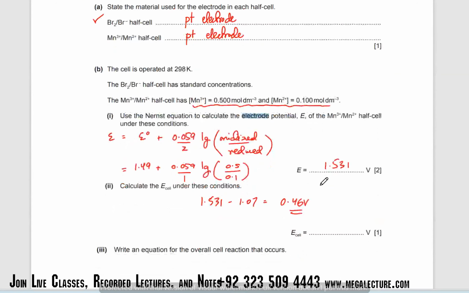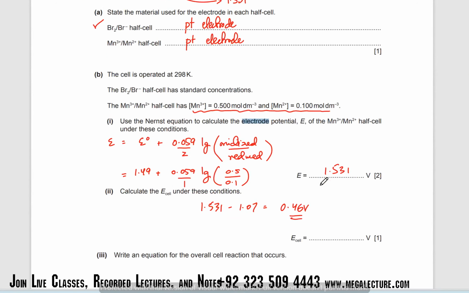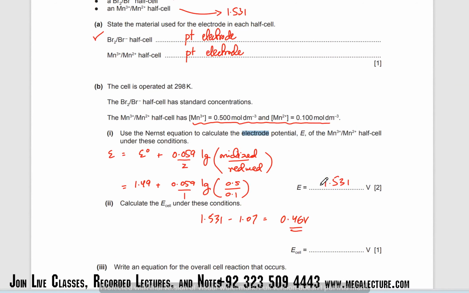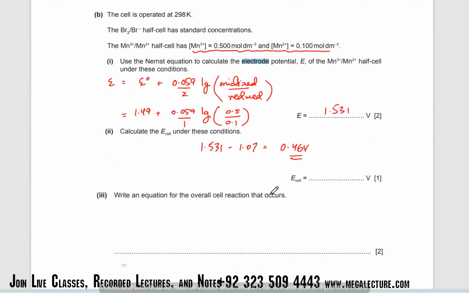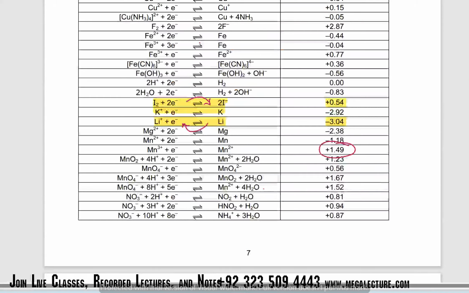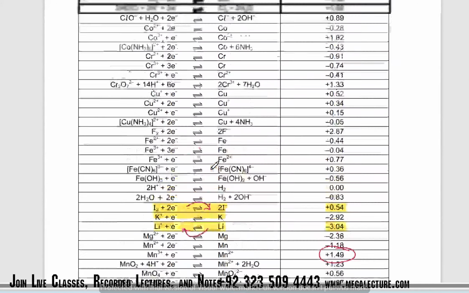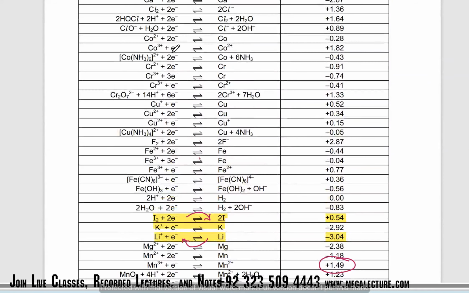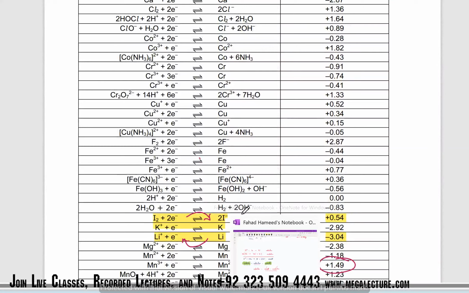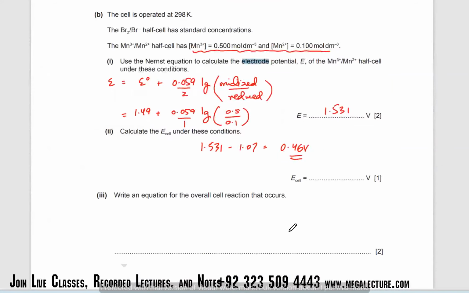And the overall equation for the cell reaction. Let me first write that over there. Where is Br? Br is right at the top. So let me copy it here. He's saying the overall reaction. So one of the electrodes was this one, Br2 plus 2 electrons, 2 Br minus 1.